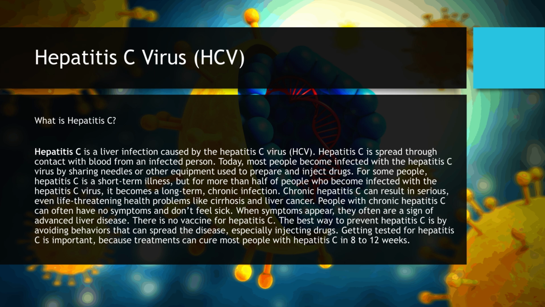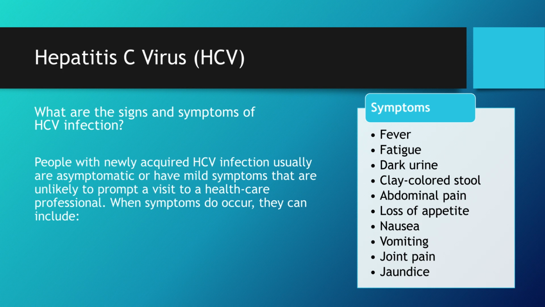There is no vaccine for hepatitis C. The best way to prevent hepatitis C is by avoiding behaviors that can spread the disease, especially injecting drugs. Getting tested for hepatitis C is important, because treatments can cure most people with hepatitis C in 8 to 12 weeks.